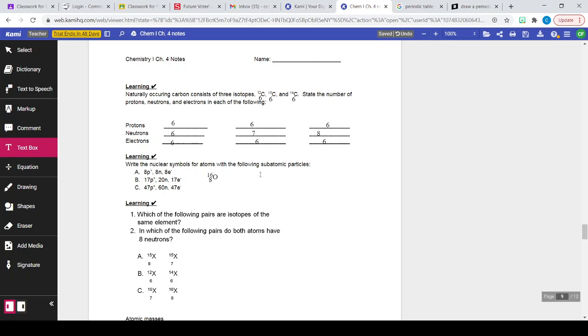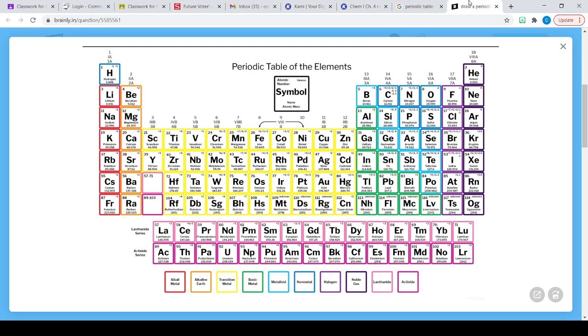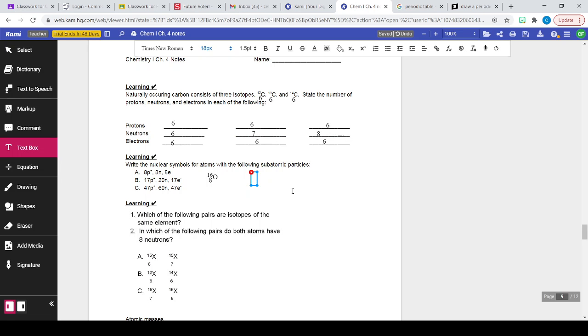That's A. Now for B, I need to look at, okay, 17 protons. Who has an atomic number of 17? And that is chlorine right here. So I'm going to do my superscript. Chlorine, by the way, weighs 35.5. So we'll round that up to 36.